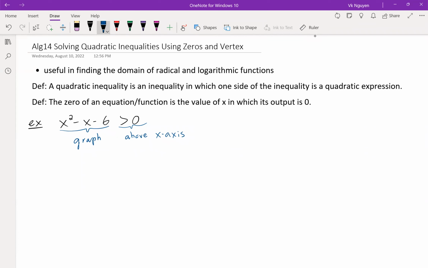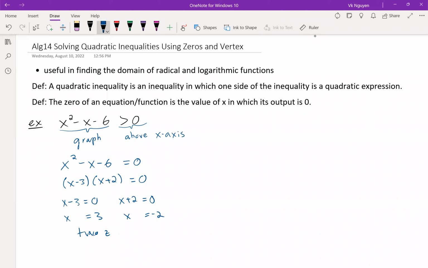To figure out the zeros, we set the output to 0. So that is, we set x squared minus x minus 6 equal to 0. And then from here, we factor: x minus 3, x plus 2 equal to 0. So we have x minus 3 equal to 0, x plus 2 equal to 0, x equal 3, x equal minus 2, the zeros.